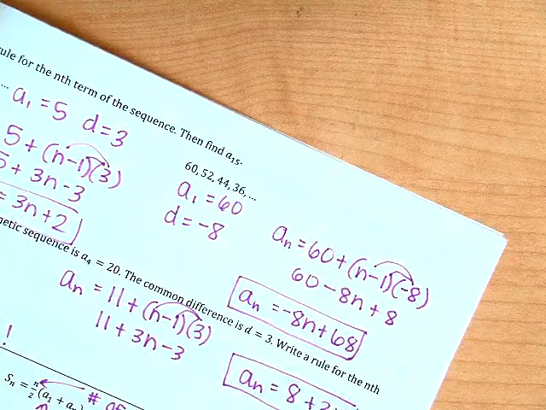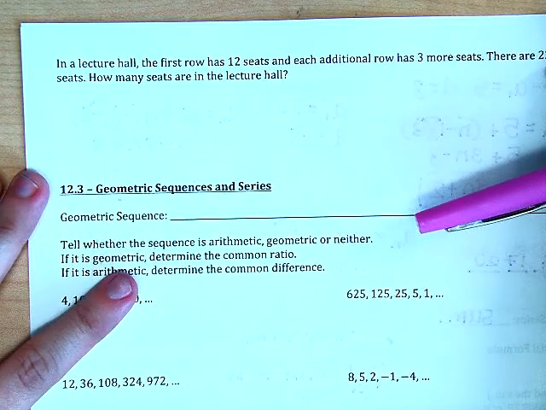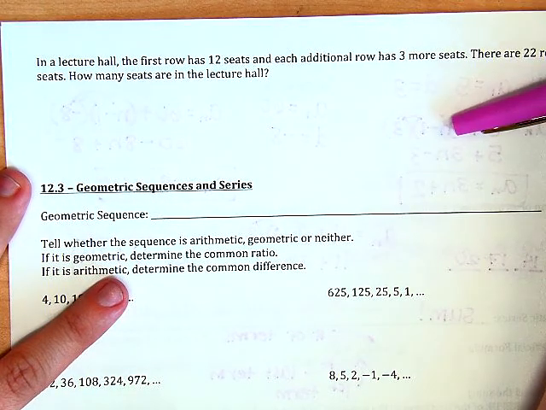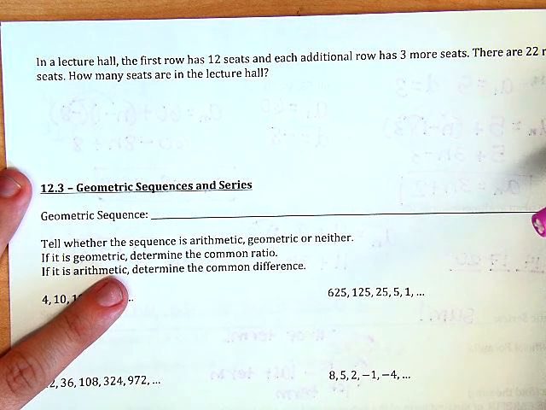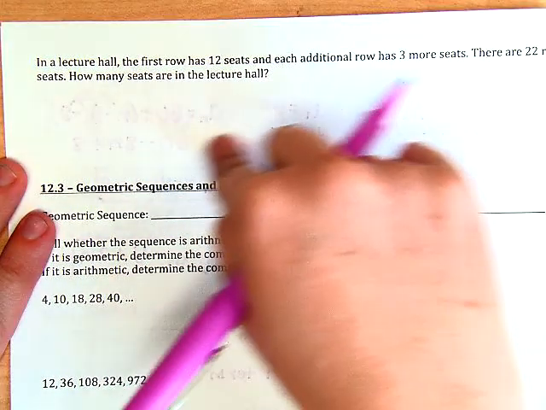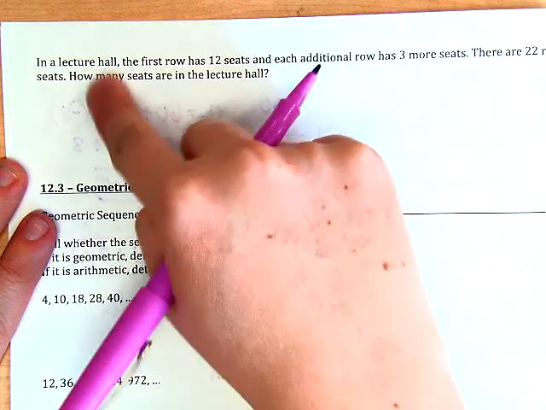Okay. Last one. I know these are long. Last one is a word problem. So it says, in a lecture hall, the first row has 12 seats, and each additional row has 3 more seats. There are 22 rows of seats. How many seats are in the lecture hall? So this is a sum problem. I want to see how many seats are in the lecture hall total.